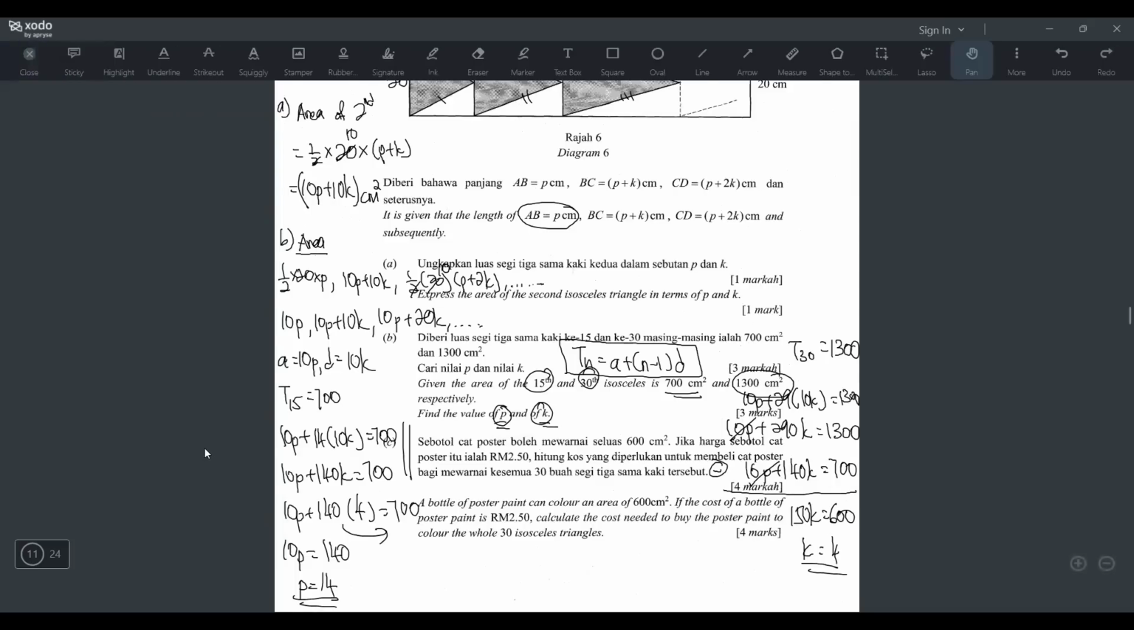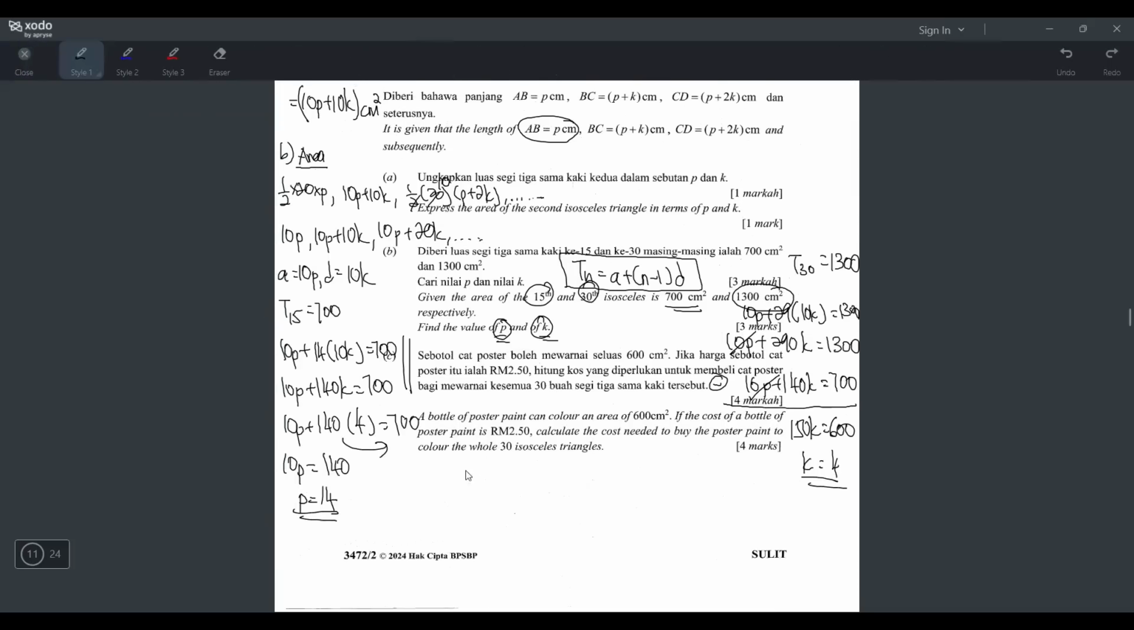Okay, so it is done. Let me scroll down and read question C. Okay, question C is here. A bottle of poster paint can color an area of 600 cm squared. So one bottle of paint can color 600 cm squared. If the cost of a bottle of poster paint is 2 ringgit 50 cent, calculate the cost needed to buy the poster paint to color the whole 30 isosceles triangles.